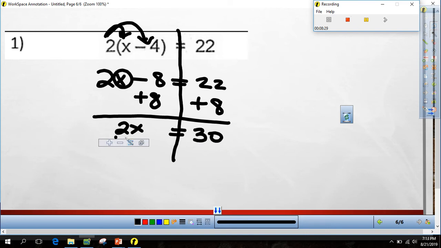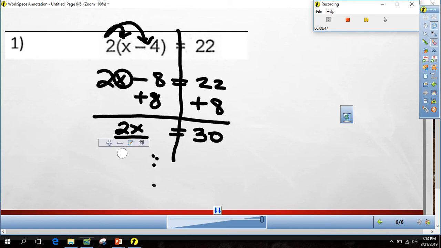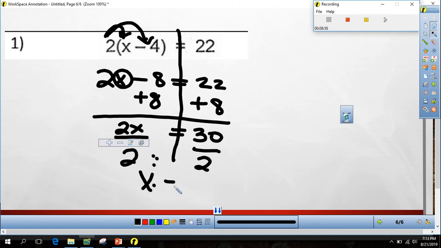When I go in and divide both sides by 2, sorry about that, guys. Technical difficulties. I'm going to divide both of those sides by 2. Those 2's cancel out, leaving me with x is equal to 15.